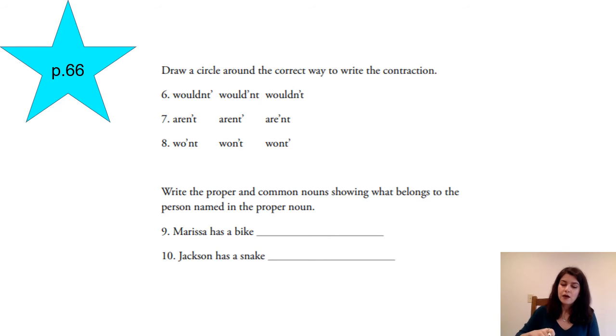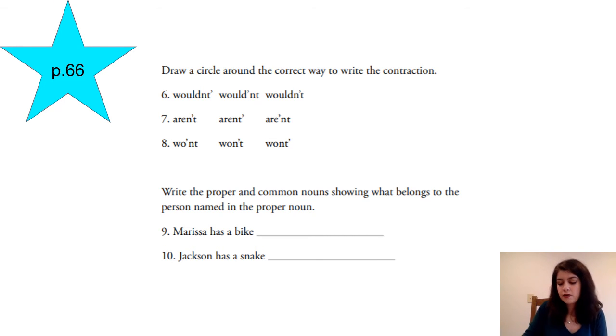Nice job. Go ahead and circle the correct spelling of the contraction aren't for number 7. Aren't. What 2 words make up the contraction aren't? Good. Are not. So for aren't, you should have circled the one that looks like this. That was the first one.